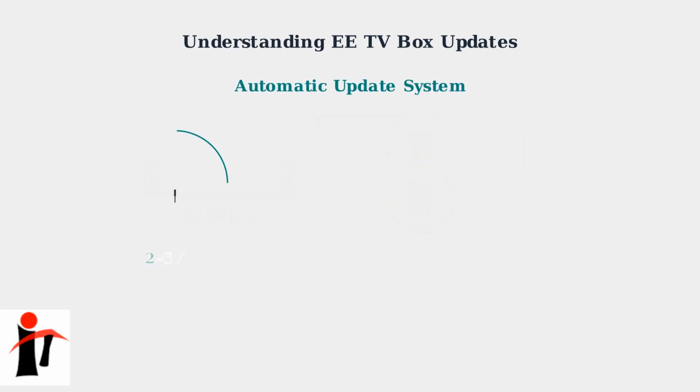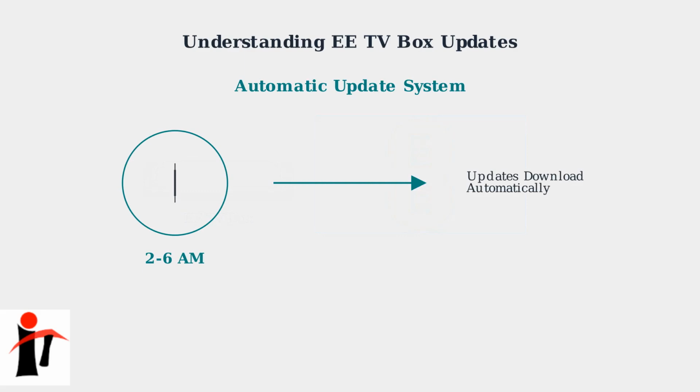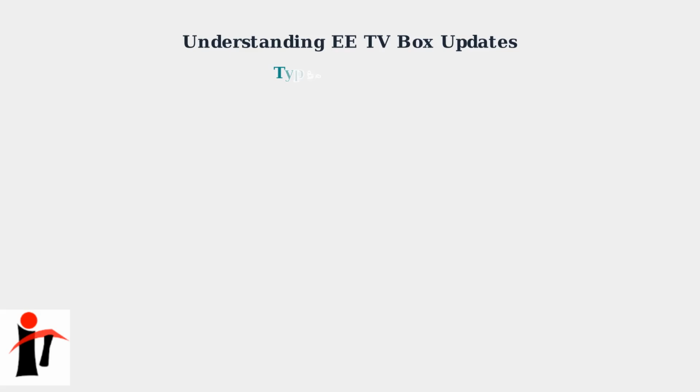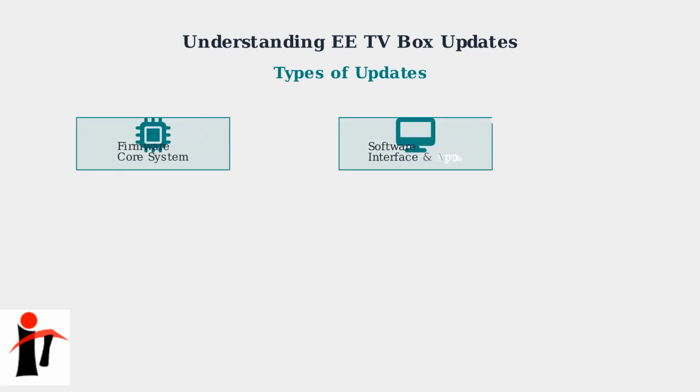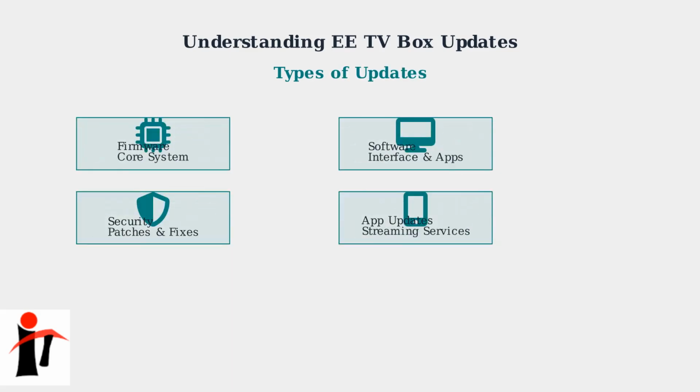EETV boxes receive updates through an automatic over-the-air system that operates during low-usage periods, typically between 2 and 6 a.m. This timing ensures updates don't interfere with your viewing experience. EETV box updates fall into 4 main categories. Firmware updates modify core system functions and hardware interactions. Software updates improve the user interface and applications. Security updates provide patches for vulnerabilities, and app updates enhance individual streaming services.